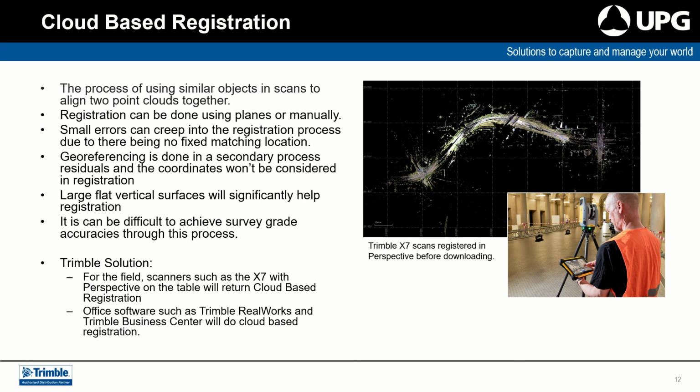For the field scanners, X7 Trimble scanners will do cloud-based registration with Perspective, or unregistered data that has come into software packages such as TBC or Trimble RealWorks will allow the cloud-based registration process to occur to match the scans together and produce a valid result.